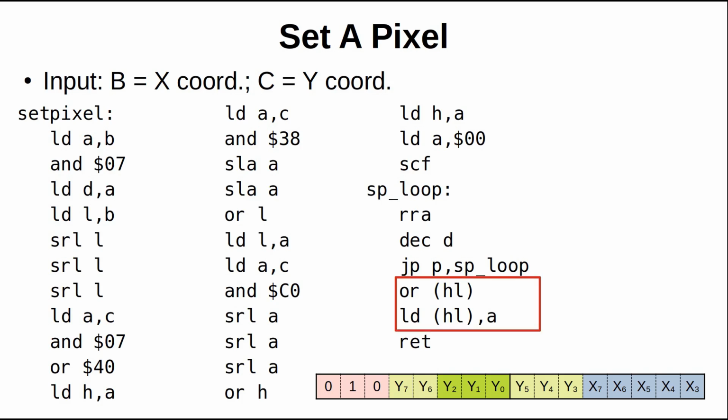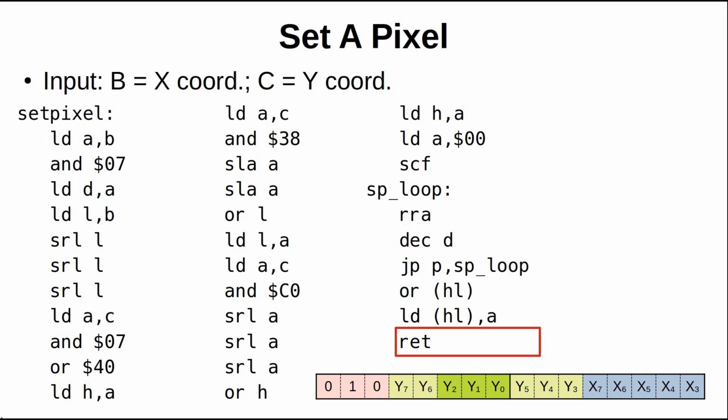With the set bit in the correct position in A, we OR it with the byte in screen memory that HL is pointing to after our earlier calculation, and then store it right back with the desired bit finally set in screen RAM. Now we can return and keep calling this routine with different coordinates in B and C.